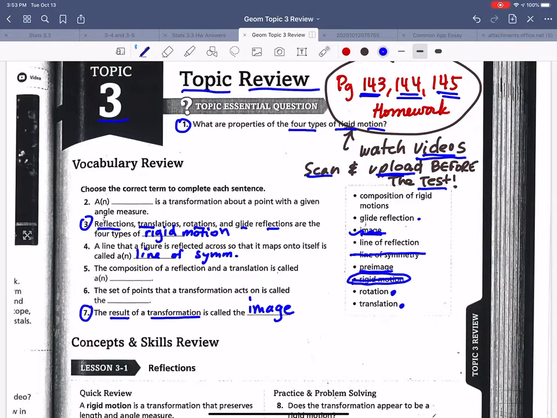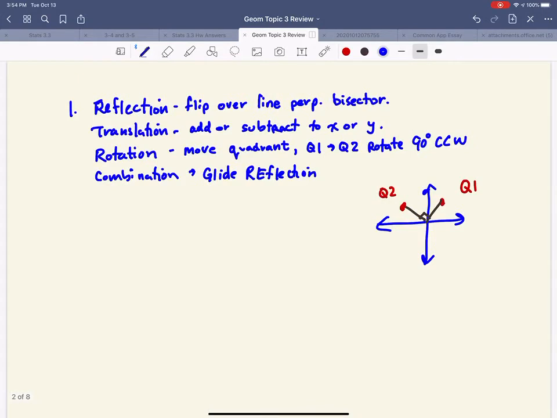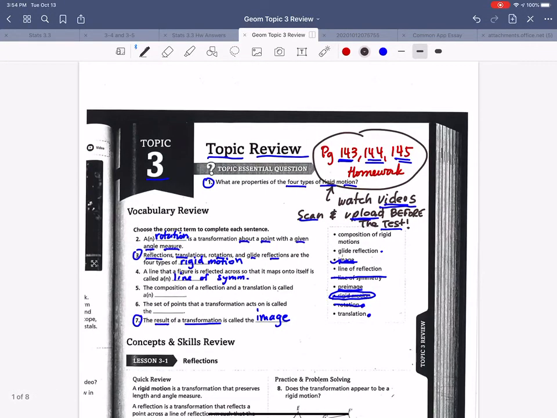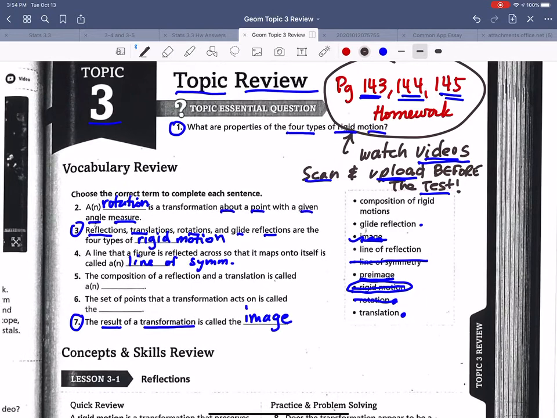So a transformation about a point with a given angle measurement. So that sounds like rotation. So most of the time, if you look at our notes here, this point rotated about the origin. So usually I'm rotating it and I'm given some type of an angle. So that rotated 90 degrees counterclockwise, right? So that describes that first one. A composition of a reflection and a translation. Cool, that's our glide reflection.